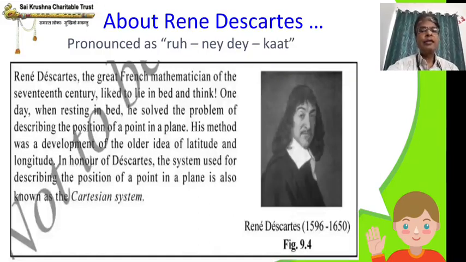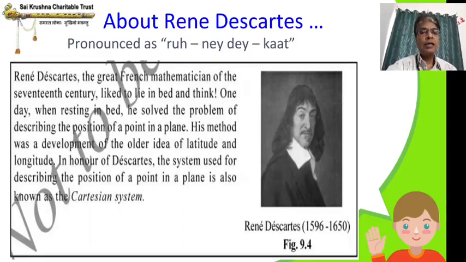Rene Descartes, the great French mathematician of the 17th century, liked to lie in bed and think. I think most of us are like that only. We would always like to lie on the bed. One day when resting in bed, he solved the problem of describing the position of a point in a plane. His method was a development of the older idea of latitude and longitude.